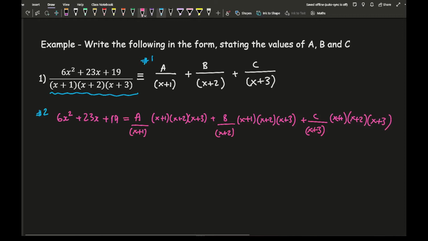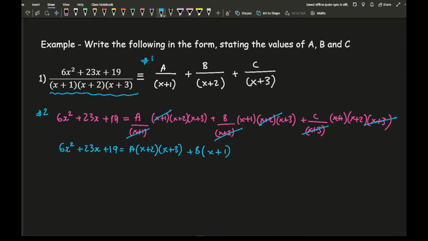Now from these you'll have things that cancel out, so that cancels with that, that cancels with that, and that cancels with that, leaving me with my line. Now you could easily go straight to part of the next step. So I've got 6x squared plus 23x plus 19 equals A of x plus 2, x plus 3, plus B of x plus 1, x plus 3, and C of x plus 1, x plus 2. So in other words, you're just taking on the other denominators.